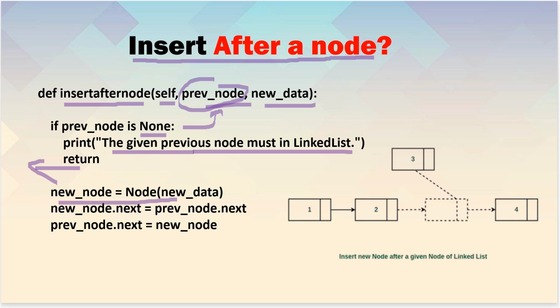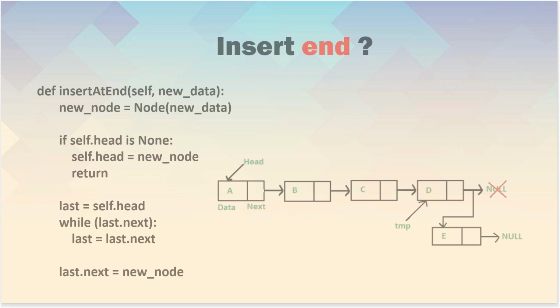In the next line, the new node next pointer is set to the next node of the previous node, which has the address of upcoming nodes, so that the newly inserted node has the address of this node. Then the previous node next pointer is updated to point to the new node. This is how we effectively insert the new node after the previous node in the linked list.